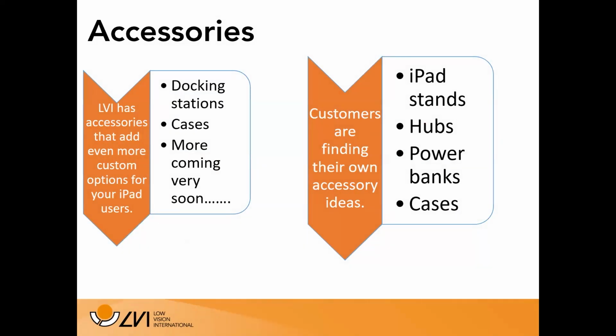The other thing, before we have a live look at some of these products, that I want to talk about is accessories. Accessories, in some instances, can make all the difference between a customized solution that's really going to work for an education or a work environment or not. There are LVI accessories, and then we're seeing customers finding their own accessories and ideas. Some LVI accessories that are interesting to consider when you're trying to find the right solution would be docking stations. We have a number of different types of docking stations that we use with our Magnilink S product.